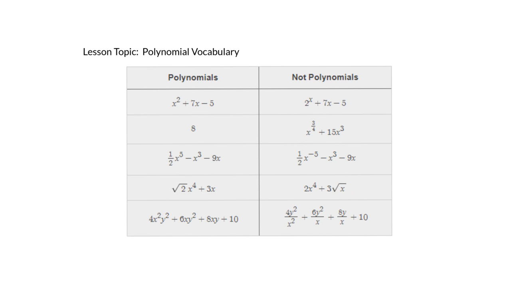The last row, you'll notice the only thing different really is where that x squared and that x is, and they're in the denominator here, so x's can't be in the denominator. Up here, notice just a single number, that's a polynomial. Over here, an x to the 3/4, maybe that's the problem there. Let's take a look at what is and is not a polynomial.